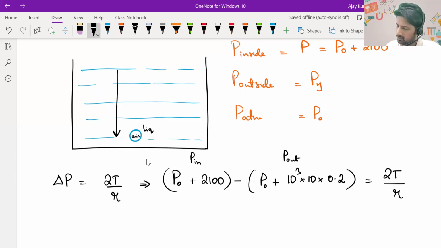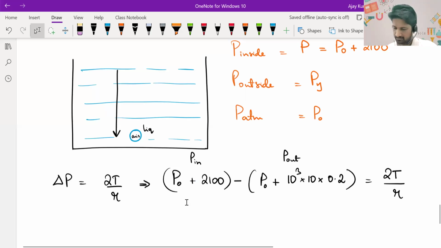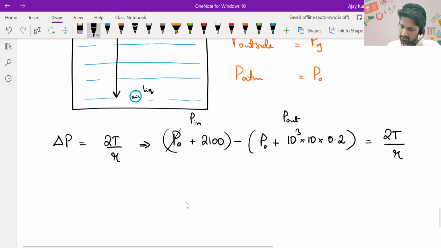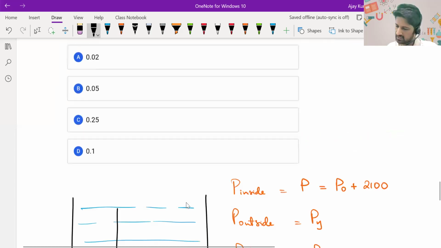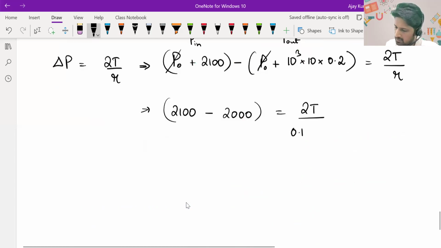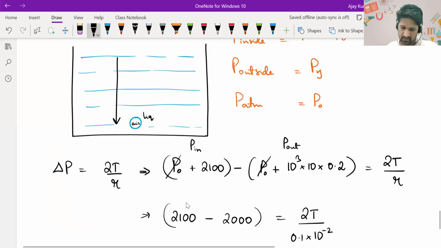You have to observe how carefully you need to write the equations, how you have to consider everything when you apply an equation. P naught is going to get cancelled anyway. So you get 2100 minus 0.2 into 10, which is 2, 2 into 10 power 3 is 2000. This is all in SI units. It should be equal to 2T divided by the radius of the bubble. Radius of the bubble is given as 0.1 centimeter, that is 0.1 into 10 power minus 2 meters. From there, you will get surface tension in SI units.